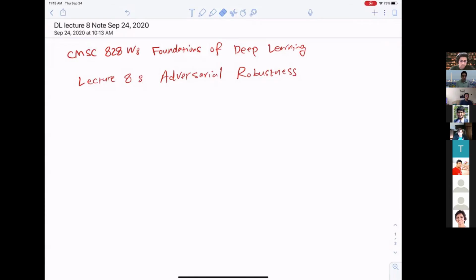Let's start. So today we are going to talk about adversarial robustness. So let's start with the basic setup that we'll be considering in today's lecture, and also in a couple of future lectures that will talk about adversarial robustness.